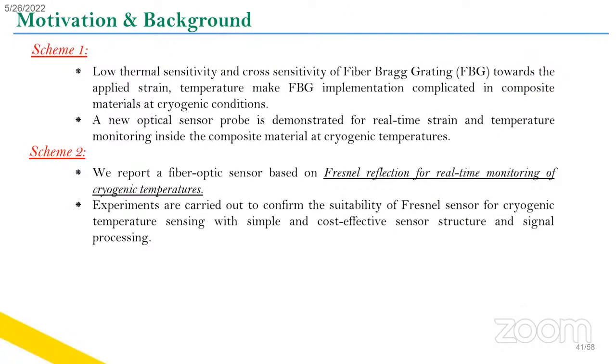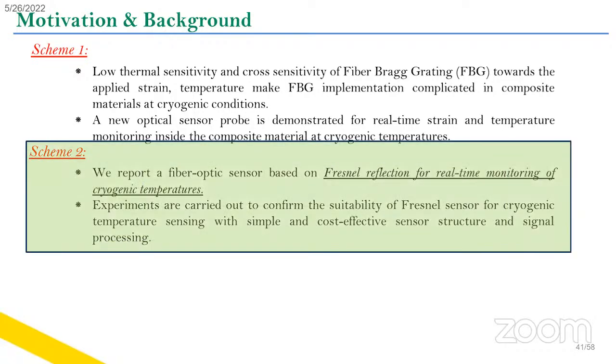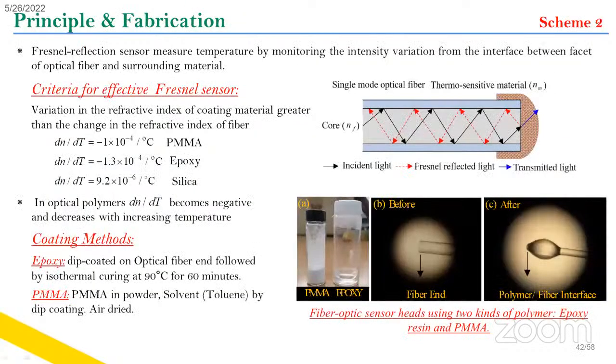The second scheme is a Fresnel reflection based sensor for real-time cryogenic temperature measurement. So this is the second type of sensor which we use for cryogenic temperature. Here, I will explain the principle of this sensor. As I told earlier, the light goes from the core medium, this is inside the fiber core, to a coating material, like polymer material or thermosensitive material, which can detect the temperature.